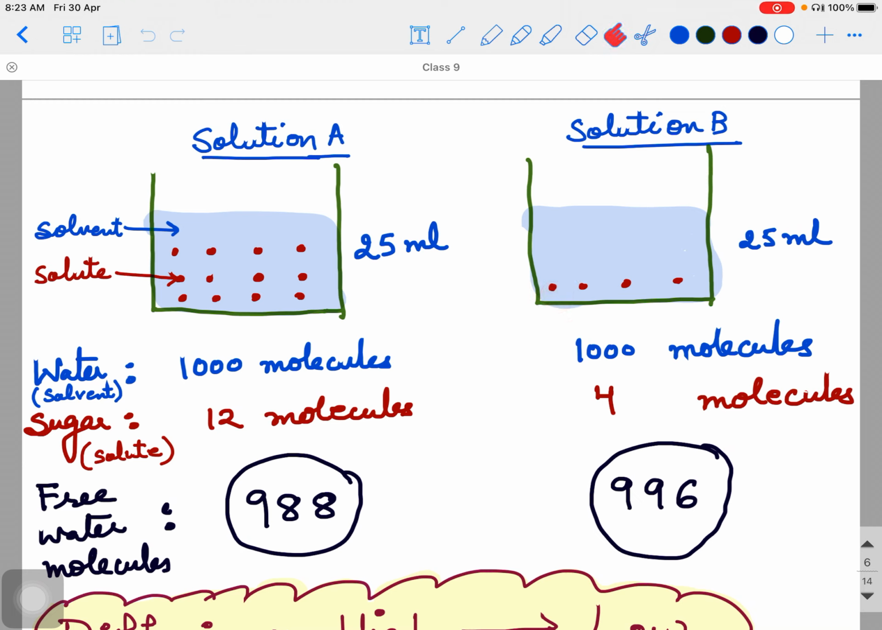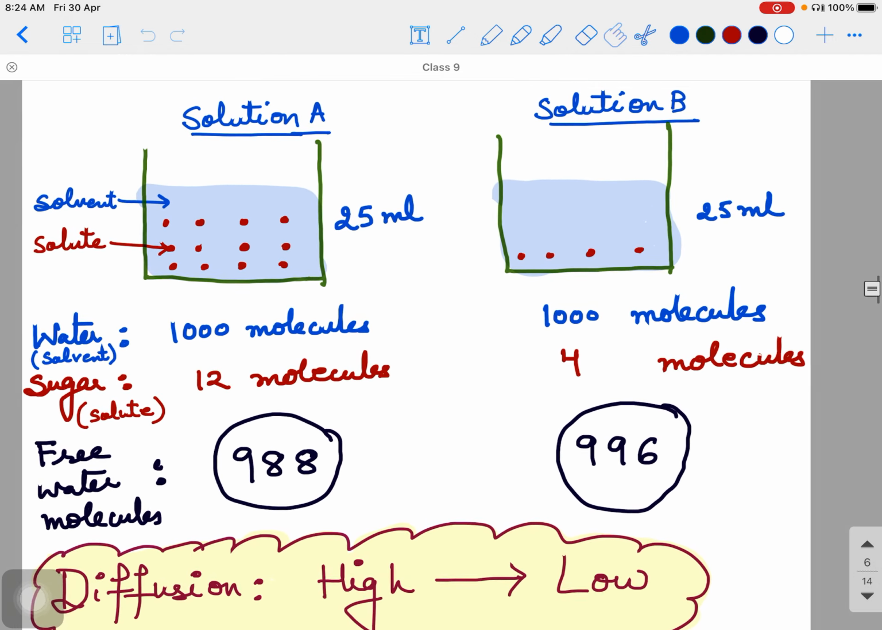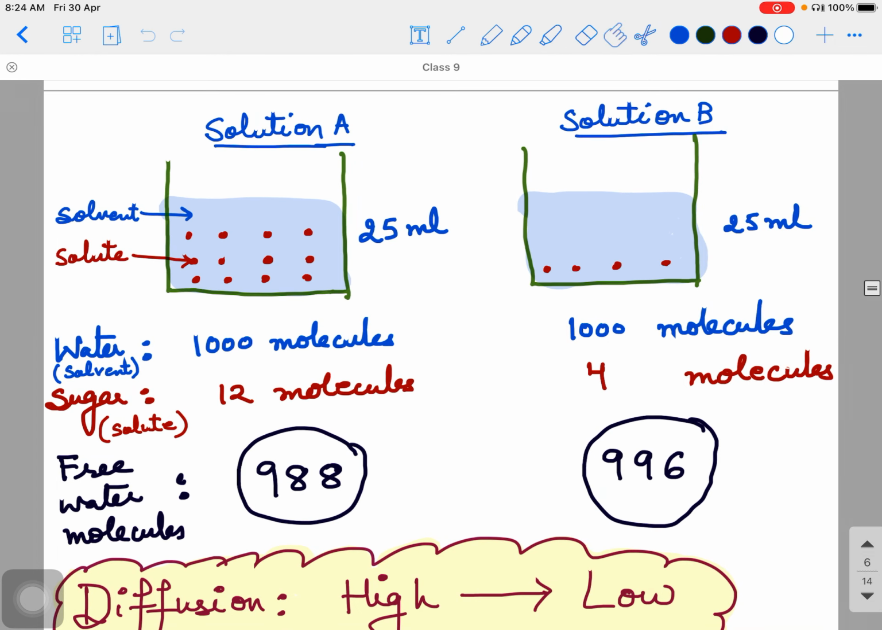Right? So here the concentration of solute particles is more, whereas there the concentration of solute particles is less. So solution A is more concentrated and solution B is less concentrated as compared to solution A. Now, if somebody asks us where the concentration of water is more, in solution A or in solution B, let's try to understand what is the meaning of concentration of water here.